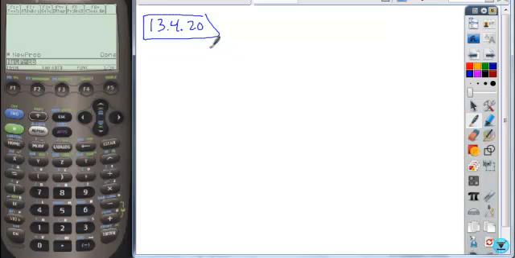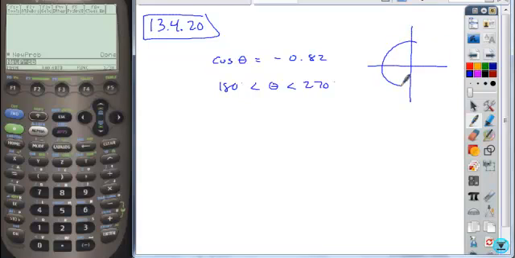All right, so what problem number 20 gives you is that the cosine of some unknown angle is given as negative 0.82, and it tells you here specifically that this angle is going to fall between 180 and 270 degrees. So which quadrant is it going to be in? Okay, so we know that we want this to fall in this quadrant right here, between 180 and 270. And so we're looking at the angle in quadrant 3 that has this particular cosine.